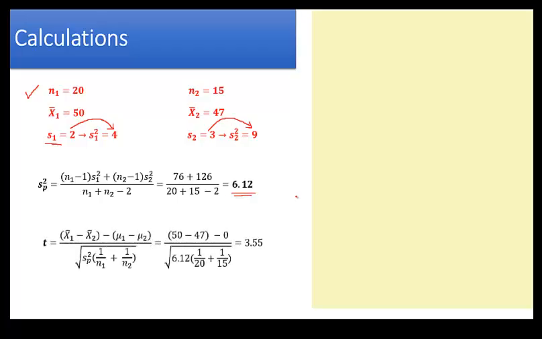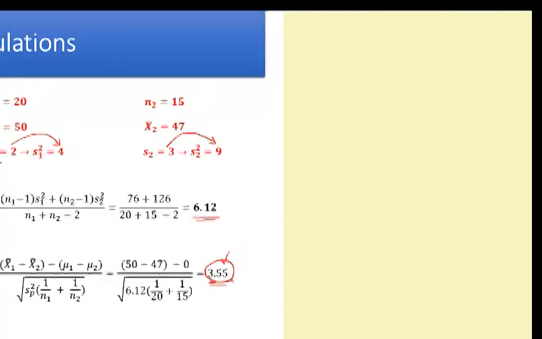Now we will write the formula for T, and by putting all the values that are given above in this formula, we get the value of T. The value of T which is calculated from the sample is 3.55. Now we have to move towards the critical value, the table value, and the decision rule.